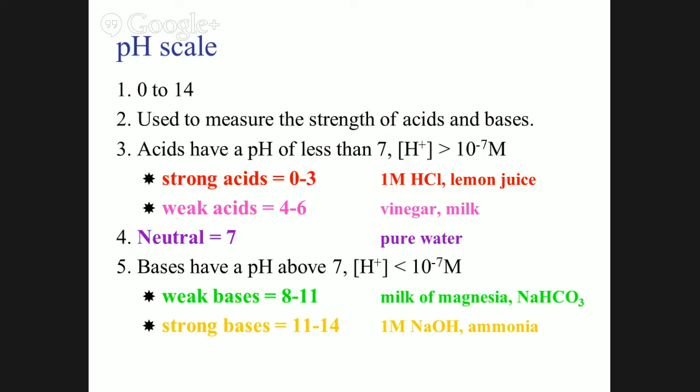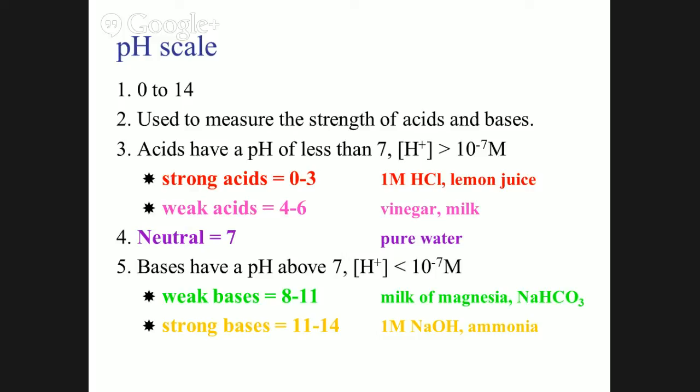7, that's neutral. Okay? A lot of things depend on it being very close to neutral. Anything that's less than 7, or its pH value, is considered an acid. Anything that's more than 7 is considered a base.